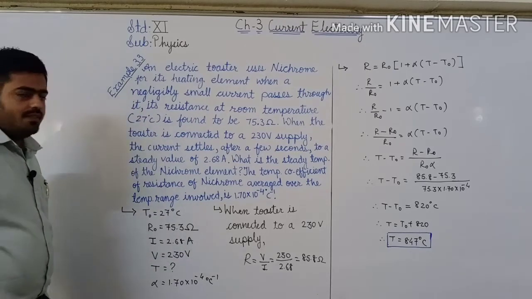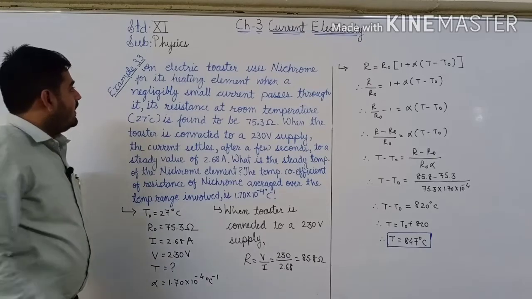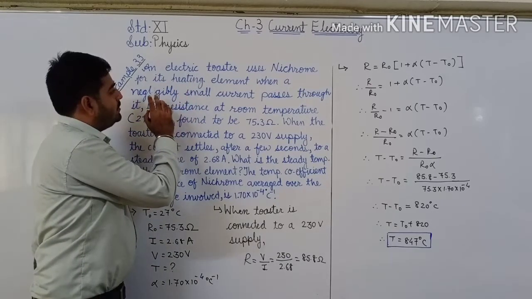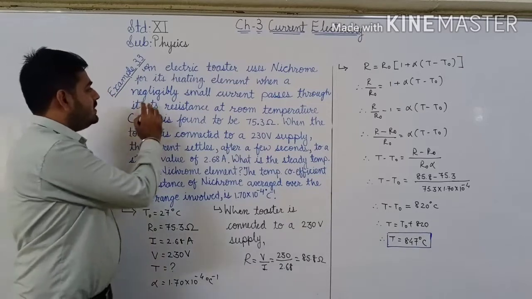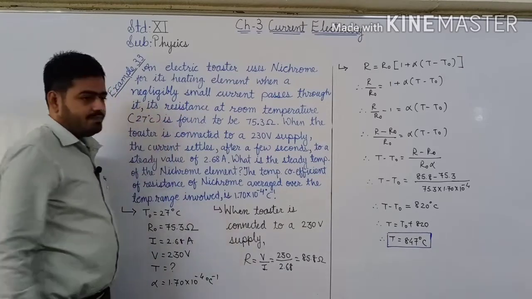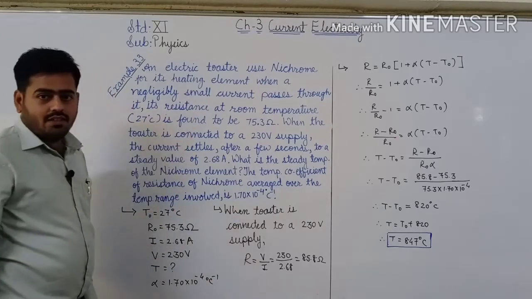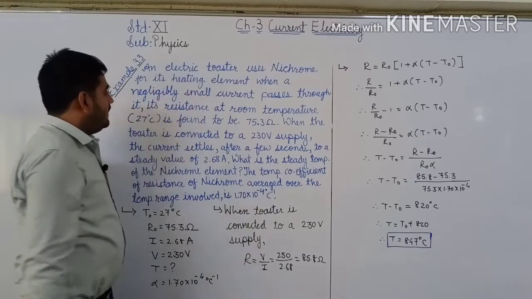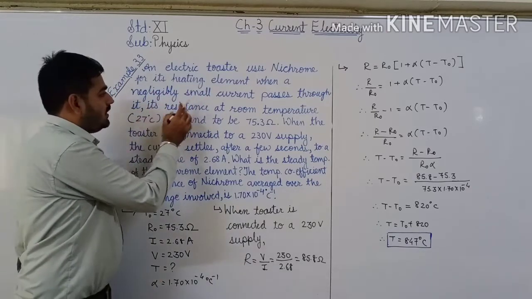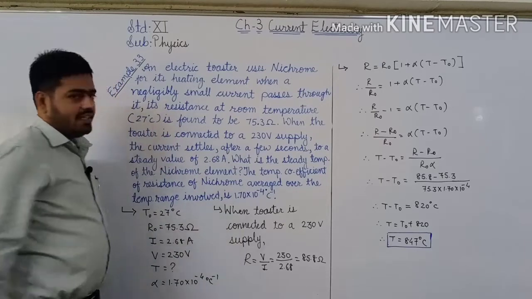Let us solve example 3.3. An electric toaster uses nichrome for its heating element. When a negligibly small current passes through it, which material have they used? Nichrome. That is nothing but an alloy as heating element. When a negligibly small current passes through it, its resistance at room temperature 27 degrees Celsius.